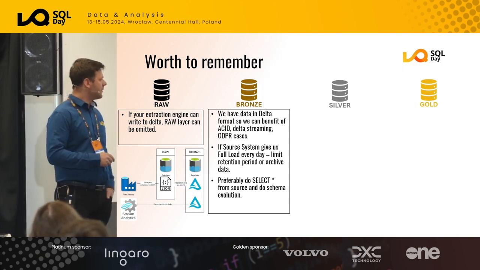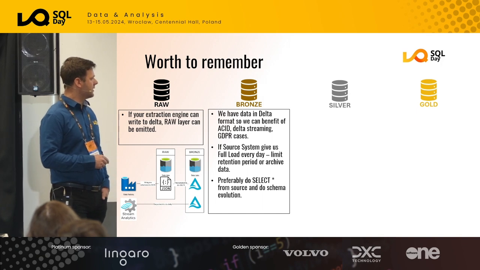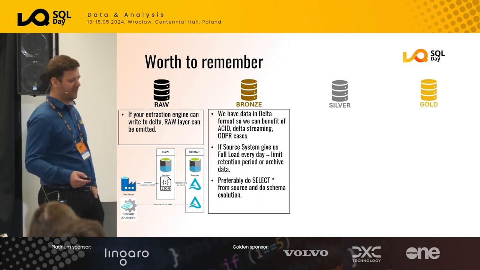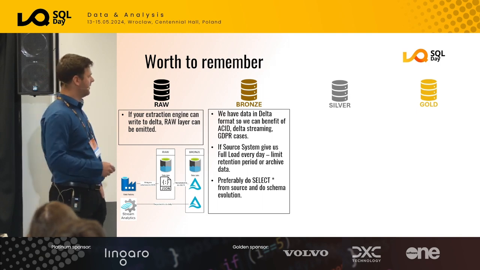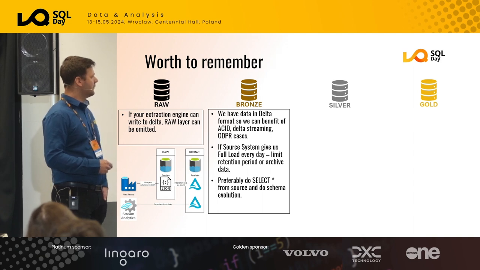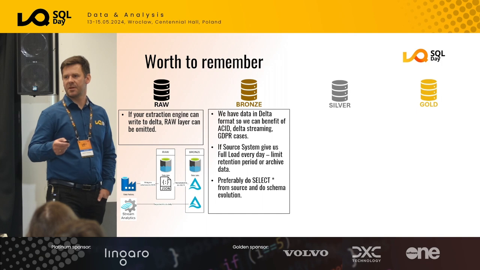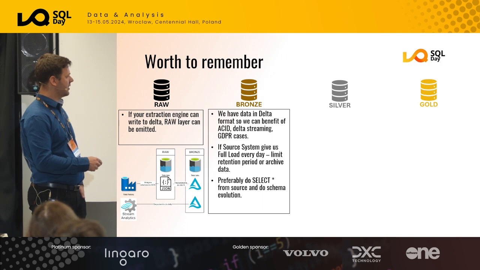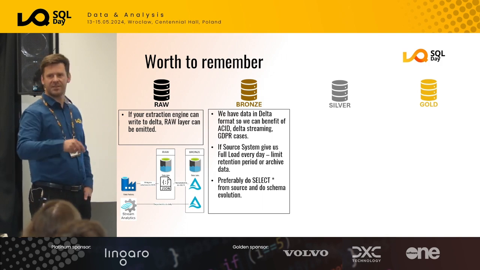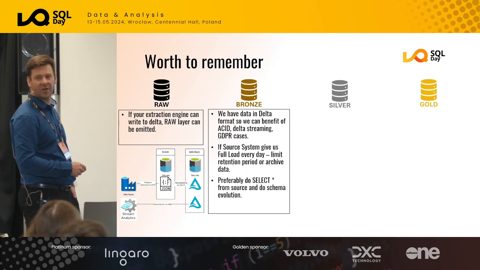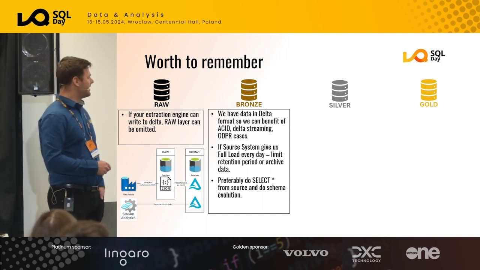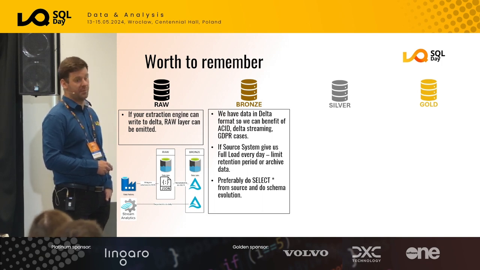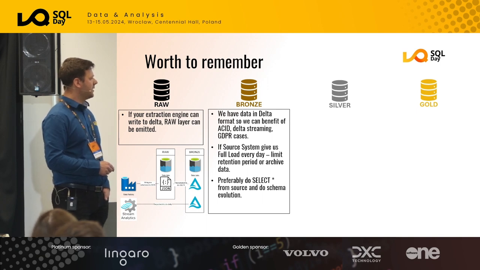So then in a bronze, why do we do the Delta? I mentioned to you that we need ACID compliance. We cannot make partial loads, like load 5 files out of 6. We want to use something called data streaming, and we discussed the GDPR cases. We don't want to look up 15 terabytes of data. We got data in, let's say, a structured way, and we can look up single files and delete some data with transactional guarantees. And if the source system gives us a full load every day, there is an exception to keeping all the data forever, because you want to limit the retention period.